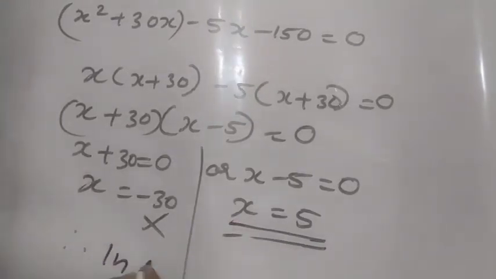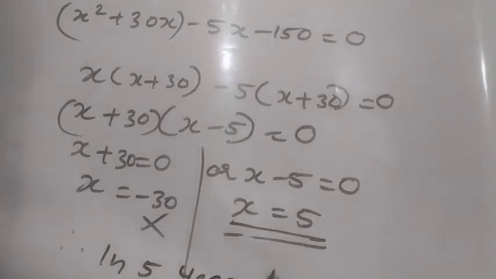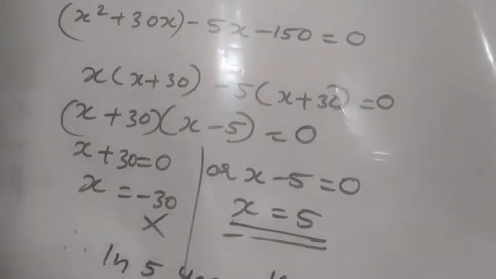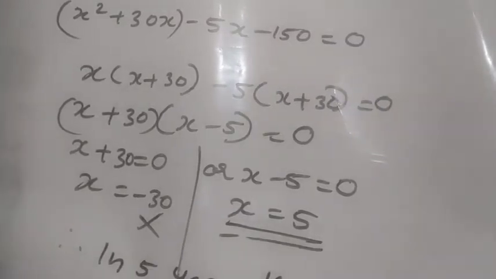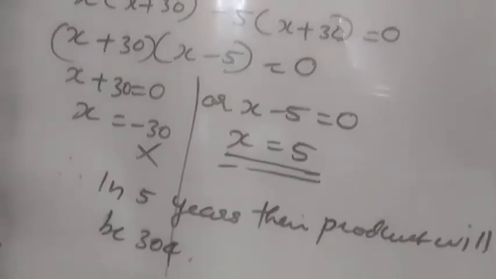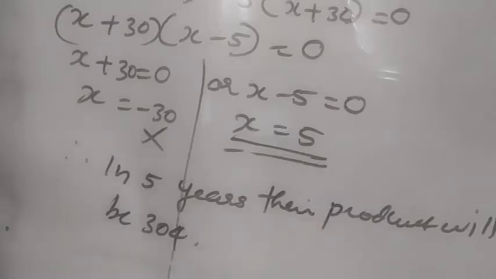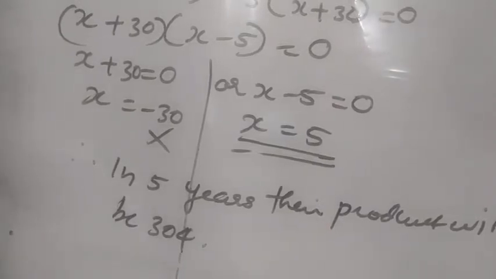Therefore, in 5 years, the product of their ages will be 304. So this is the solution.